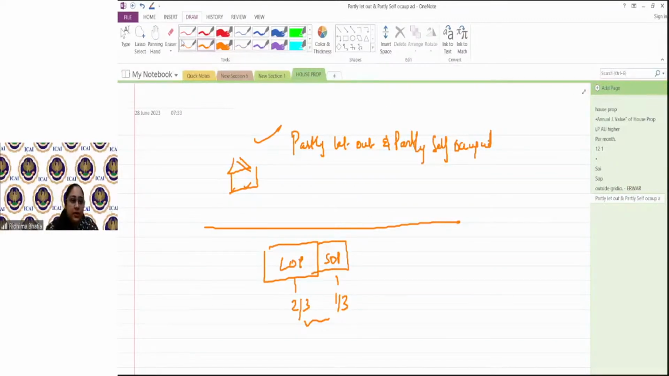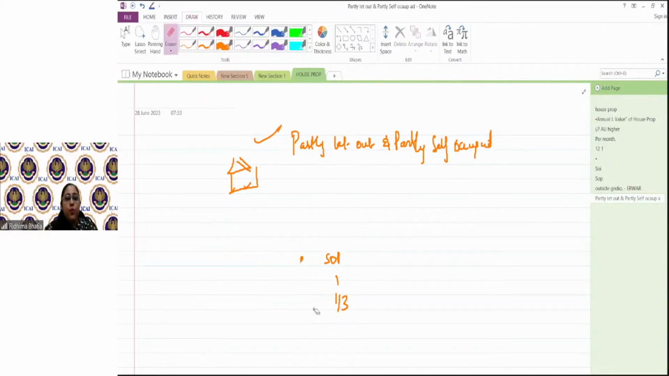First we will pick up the case whereby the property is partly let out and partly self-occupied. Our first aim is to pick the gross annual value. When calculating income from house property, the first step is to calculate the gross annual value. So when there is a situation of partly let out and partly self-occupied, you will compare your expected rent, which would be for the entire year.